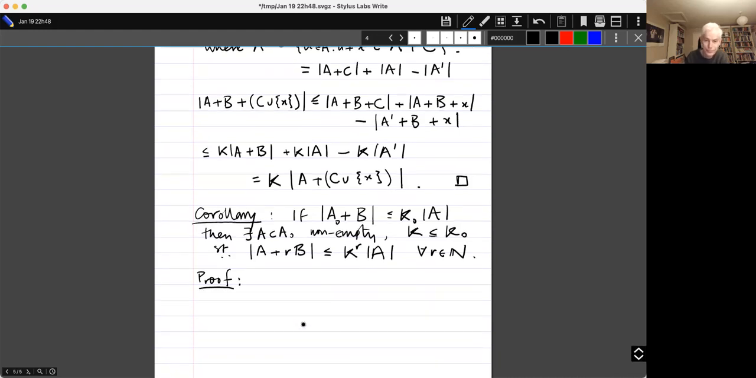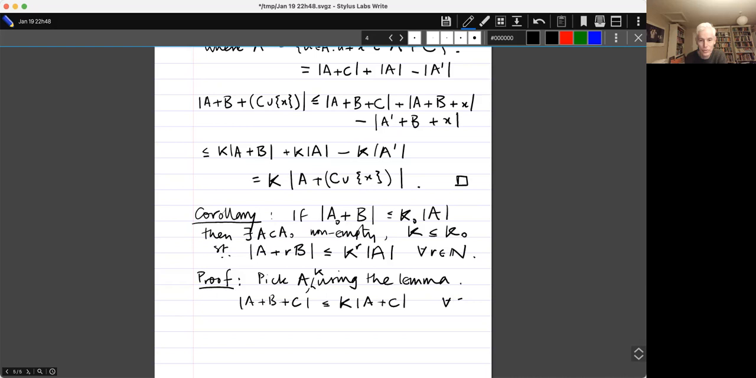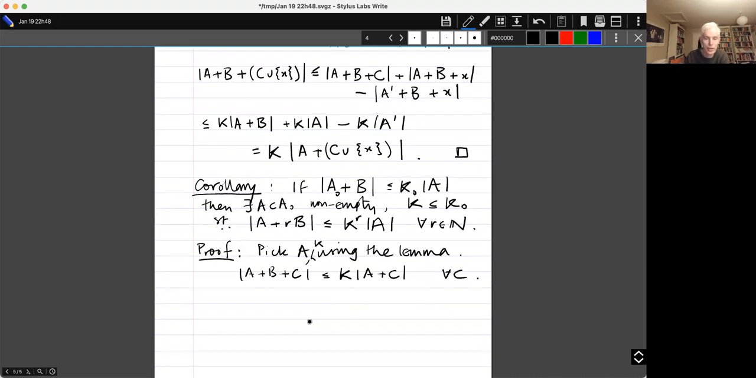So pick A using the lemma just proved. So we now know that, just to remind you, we know that A plus B, pick A and k. We know that the size of A plus B plus C is at most k times the size of A plus C for all C. And now we're just going to apply that.